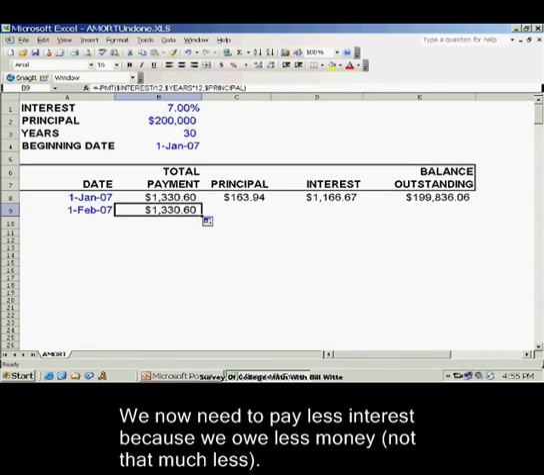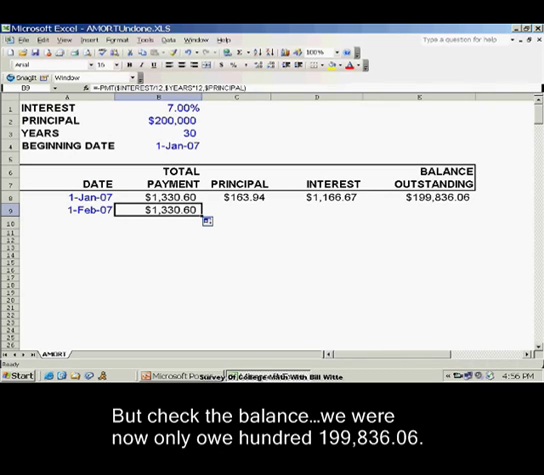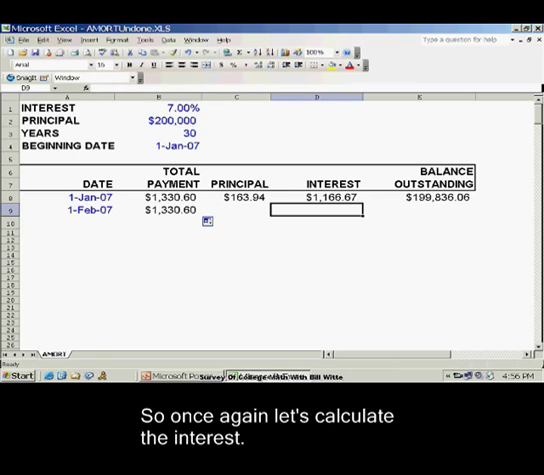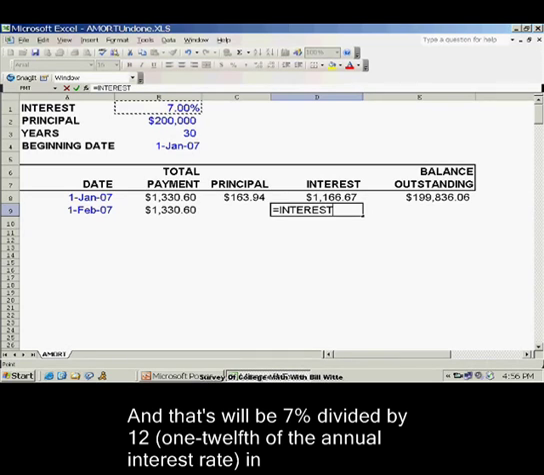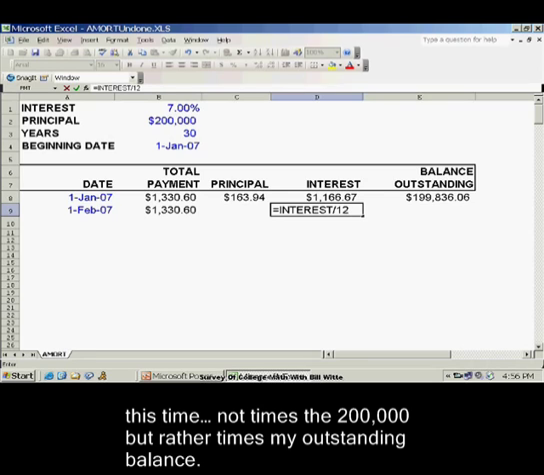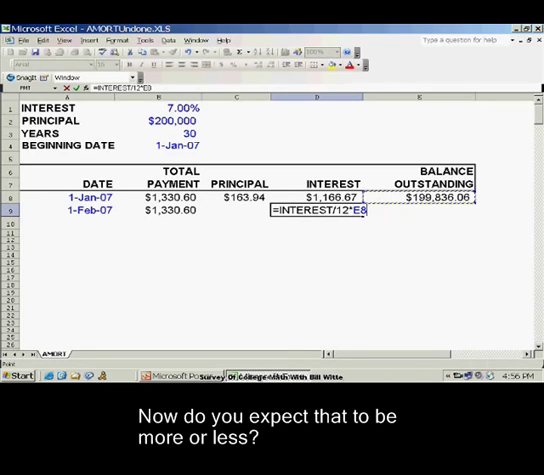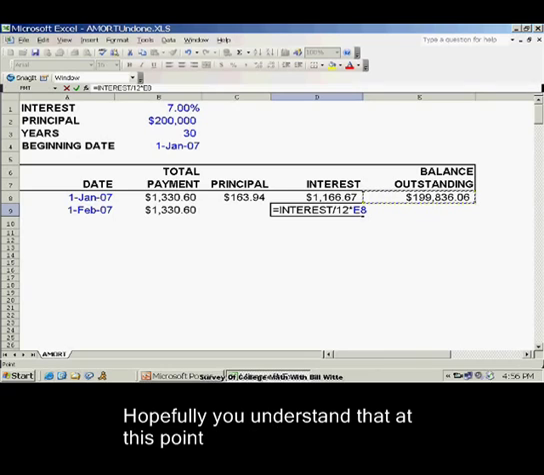We're going to pay less interest because we owe less money. We only owe, not that much less, but we only owe $199,800 something. So once again, let's calculate the interest. That's going to equal 7%, divided by 12, because it's 1/12 of that annual interest. And this time, not times the 200,000, but rather times my outstanding balance. Now, do you expect that to be more or less? Hopefully you understand. Since you owe less at this point, it's only a month later, you're going to pay less.